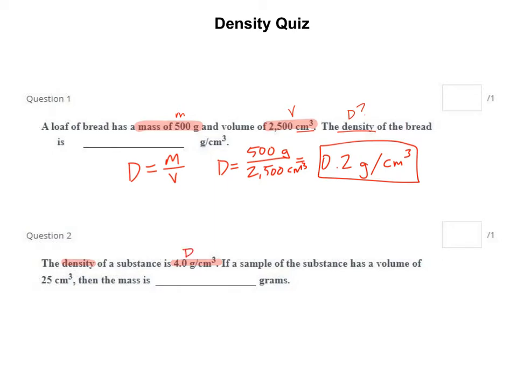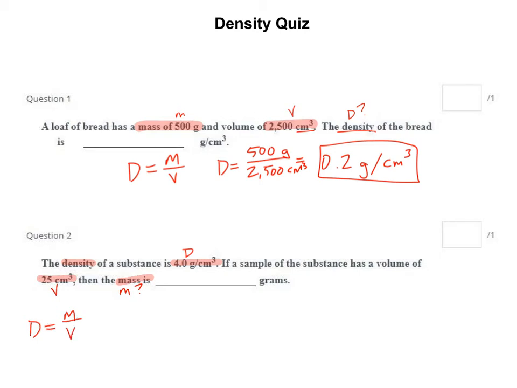It says the sample has a volume of 25 cubic centimeters. So this is V. And then it says the mass is what? So that means I'm solving for M this time. So same equation, density equals mass divided by volume.